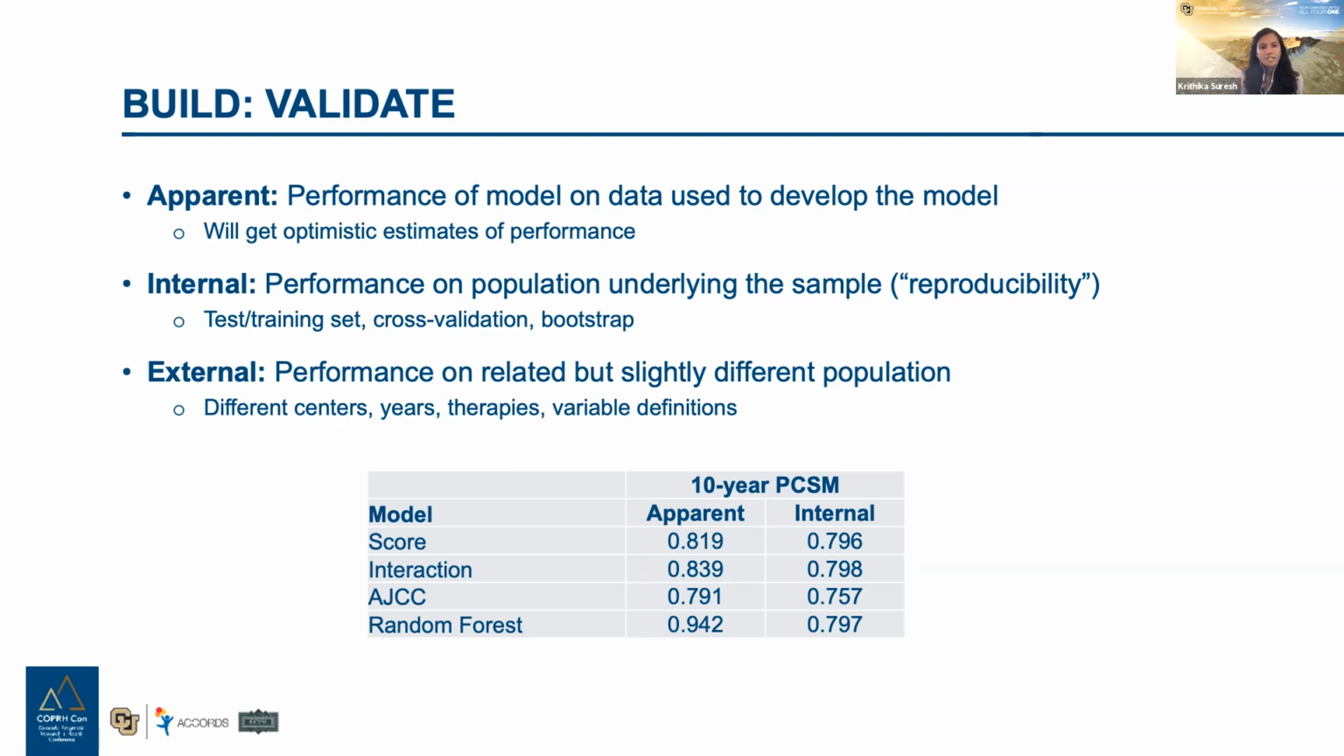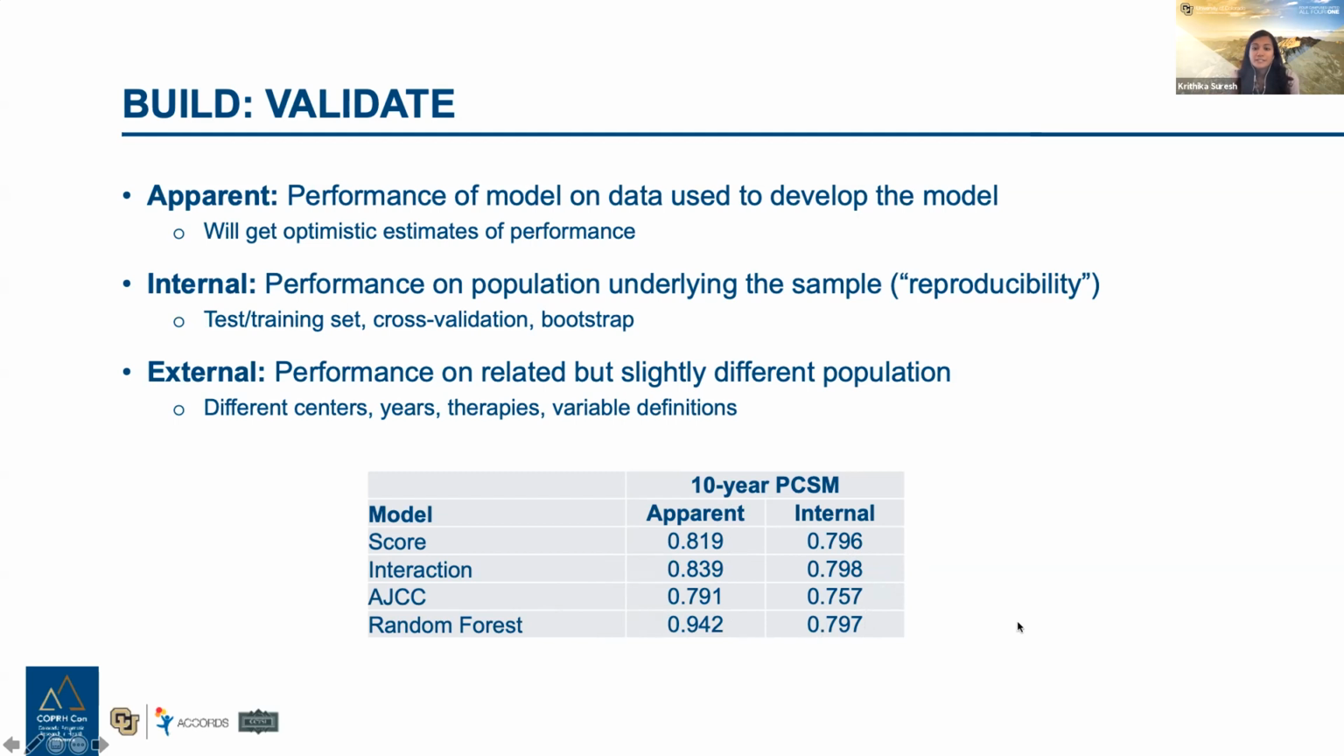For our project, I just wanted to show you the apparent and internal validation results. This is again AUC. You can see that something like a random forest does great in apparent validation, but when you look at internal validation, it does just about the same as the other methods. Again, having a comparison method is helpful. Having what's existing out there, which is the AJCC score, also gives us a gauge of whether we're doing better than what's already out there.